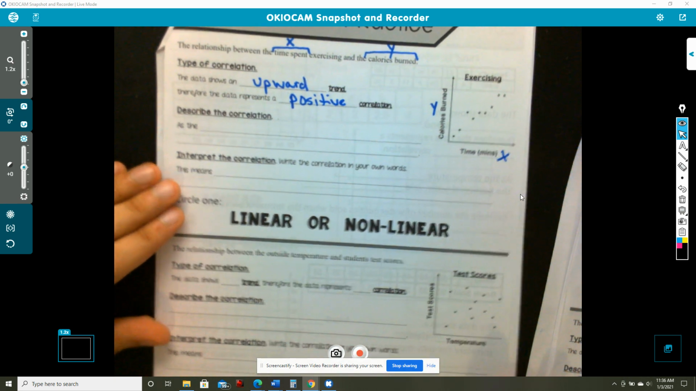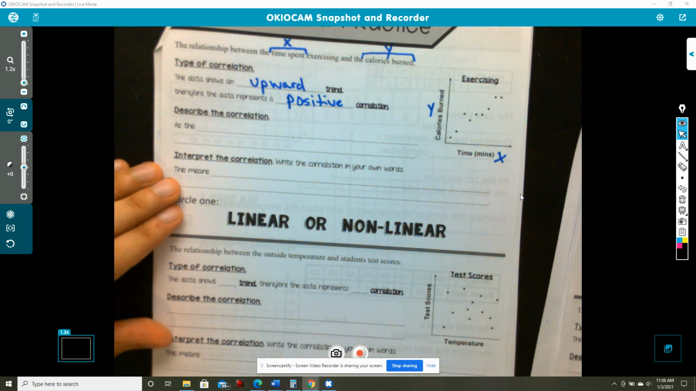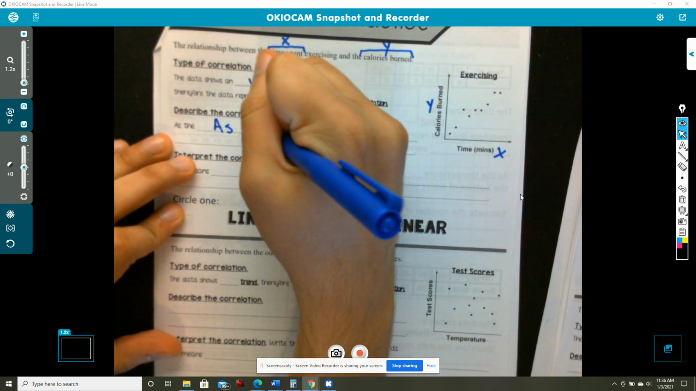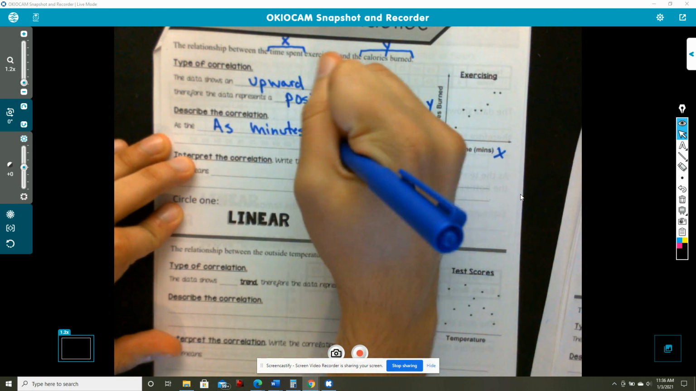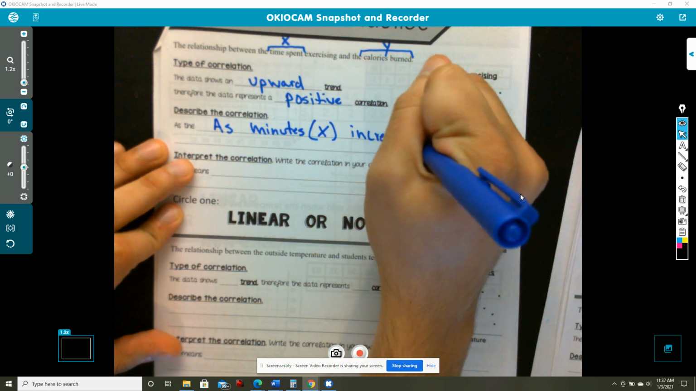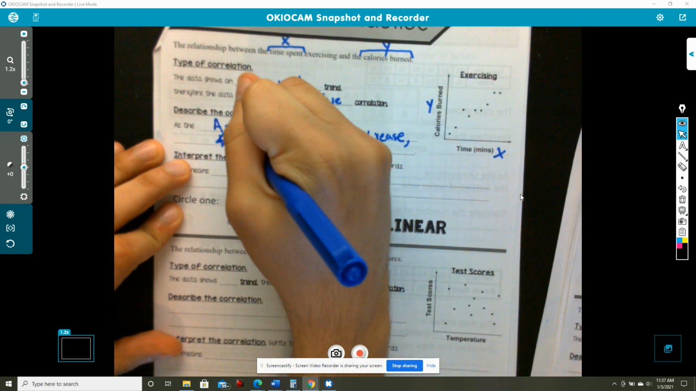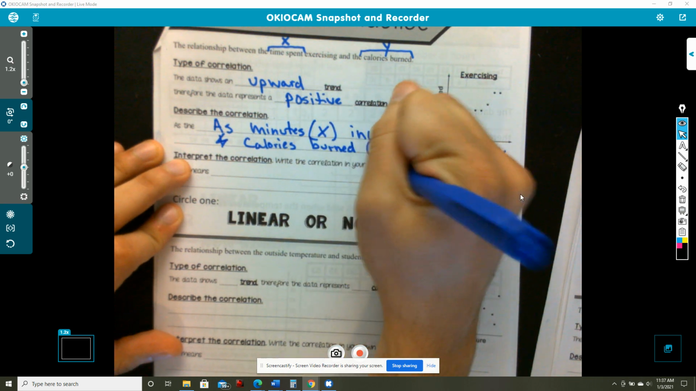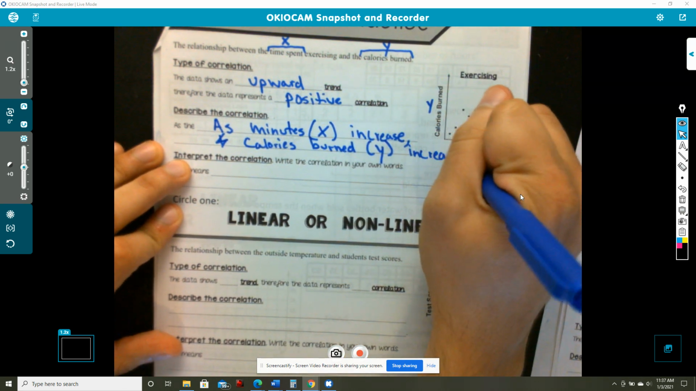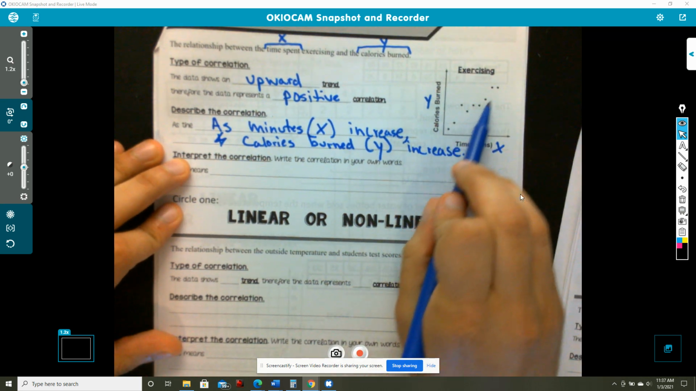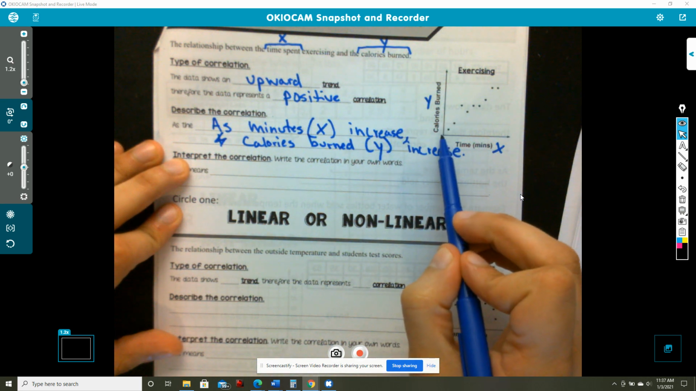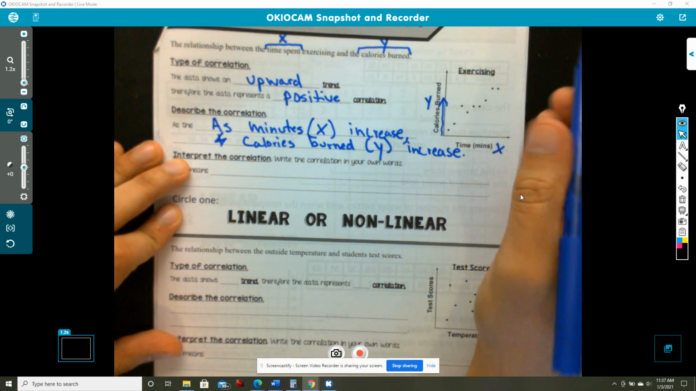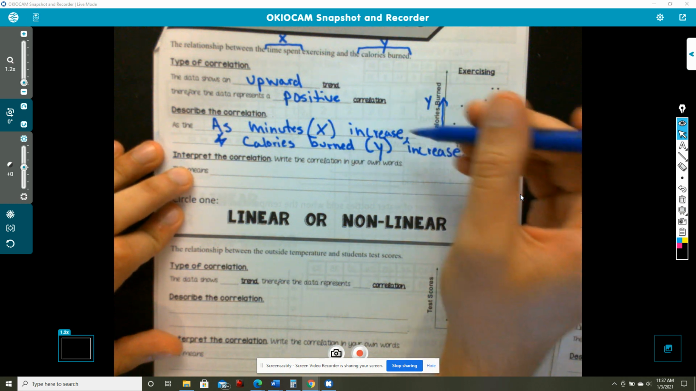All right, so now it says describe the correlation. So we're just describing what's happening. So as minutes increase, calories burned increase. So just put something simple as that. So as minutes, which are the x values, increase, calories burned, which is y values, increase. And how do we know that? Because moving this way, they're moving up, they're increasing, and then moving from up here, going up there, they're increasing as well. So it's a positive trend, it's a positive correlation. So both of them are increasing at the same time relative to each other.